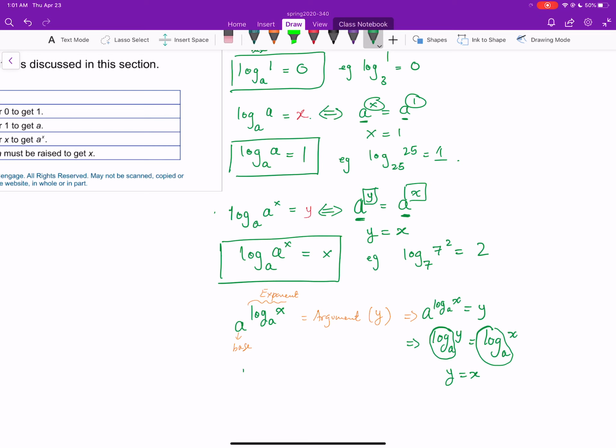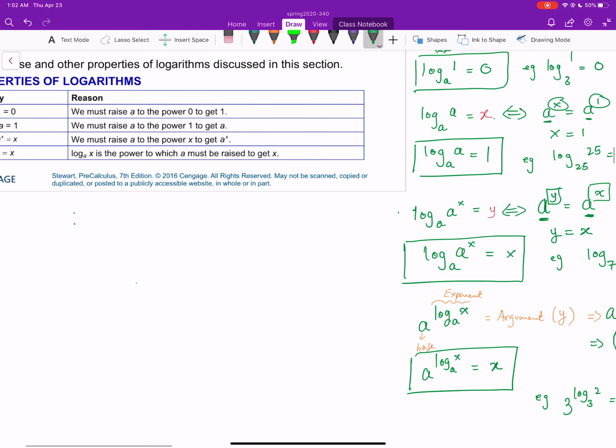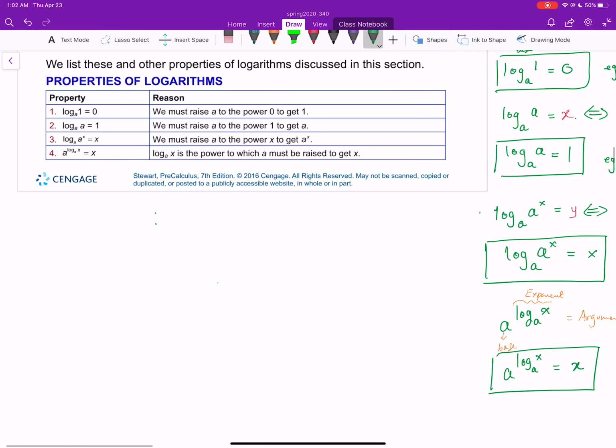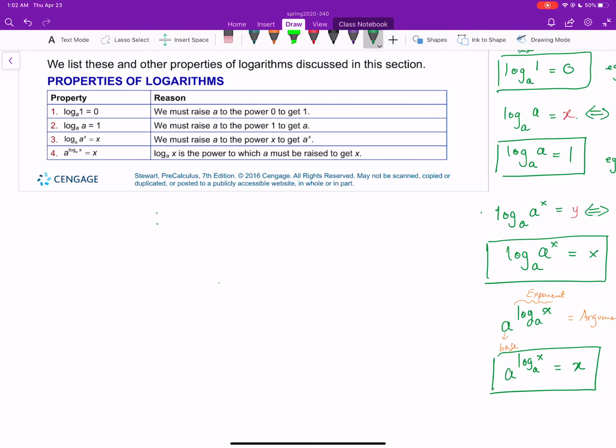So we can clearly see that a raised to log a of x should return me back to x. Again, this is a fact that you can use. So an example is if you have 3 to the log 3 of 2, we're saying that should return me back to 2. Okay, so let's look at some quick examples and let's see how things work when we use these properties to solve problems.